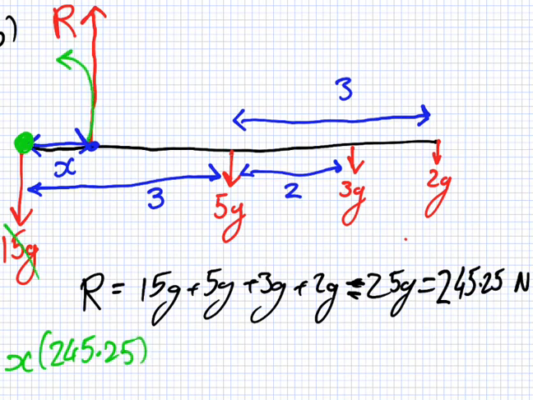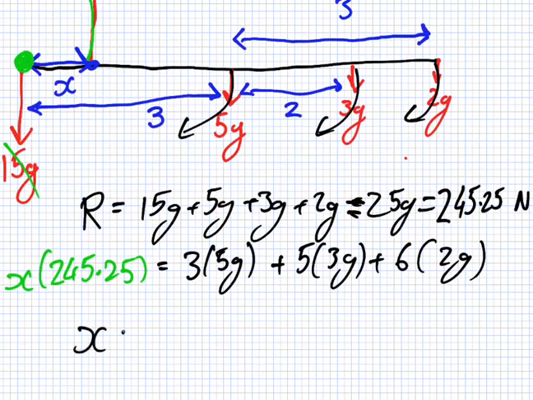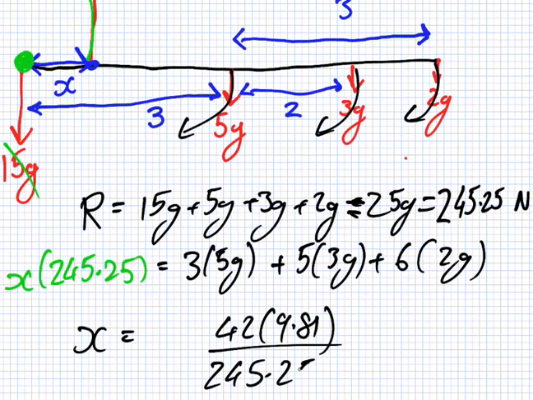That should equal, we'll do it in black now, these clockwise ones: 3 by 5G plus 5 by 3G plus 6 by 2G. So you get X equals 15, 15, 30 plus 12, 42 times 9.81 all over 245.25. 42 times 9.81 all over, are you giving me the answer soon? 1.68.